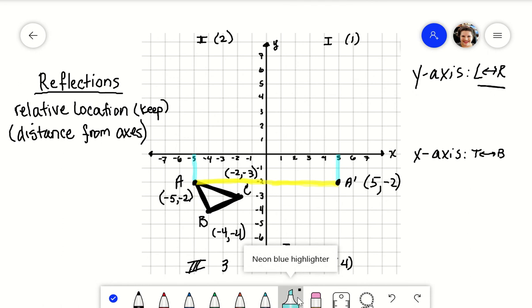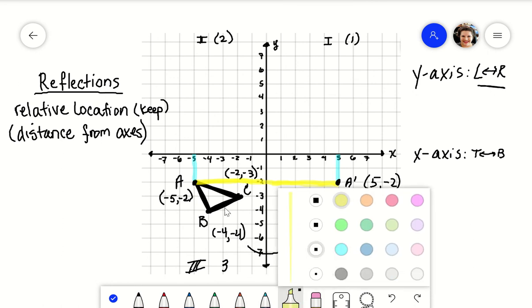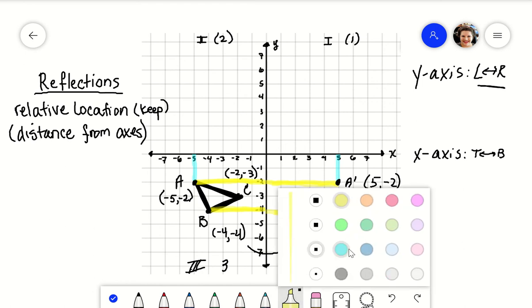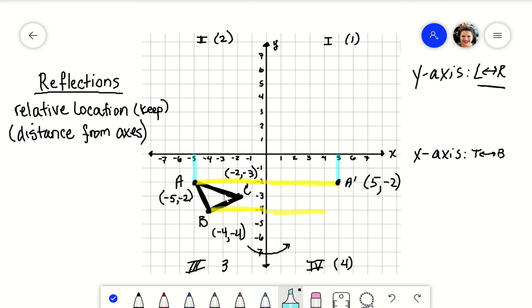I'm going to do the same thing for B. B is 1, 2, 3, 4. So B is 4 units away. So I'm going to go 4 units away here. And I'm going to go 1, 2, 3, 4 units here. Now I've created my B prime, and my x value is positive and my y value is negative, but I've preserved that distance, that location relative to the axes.